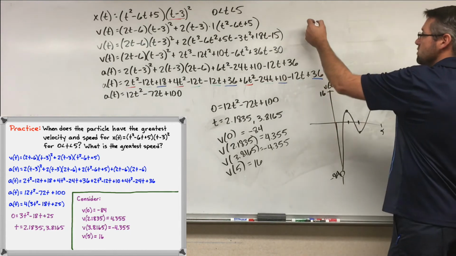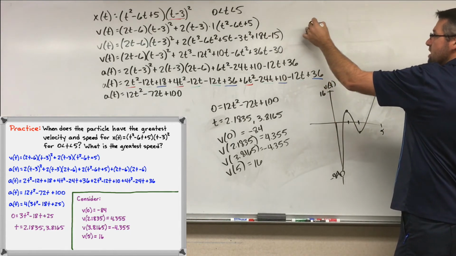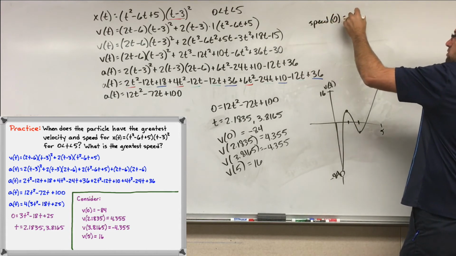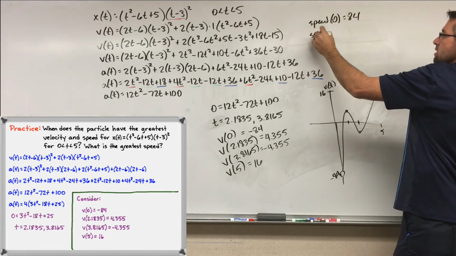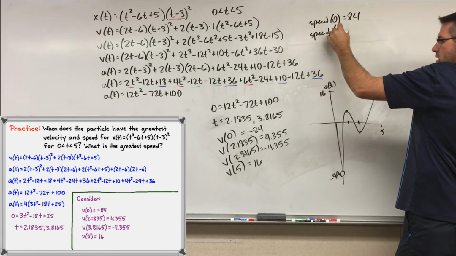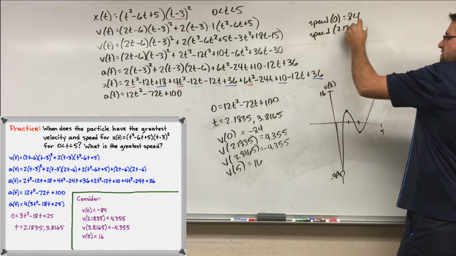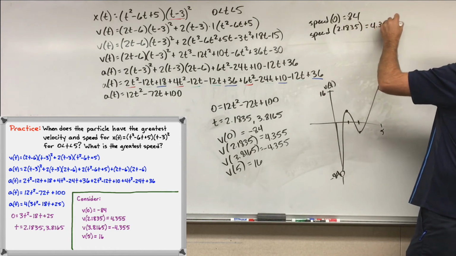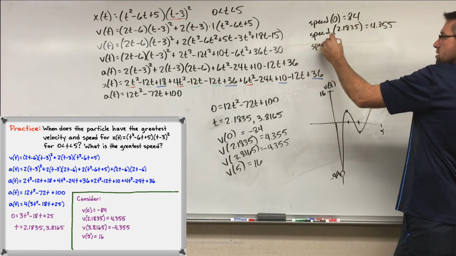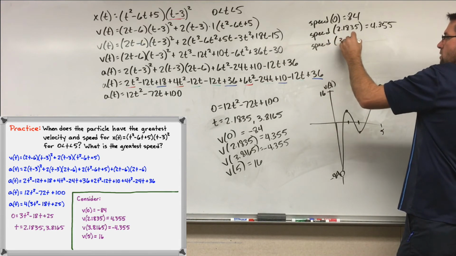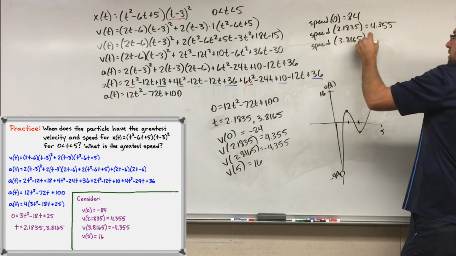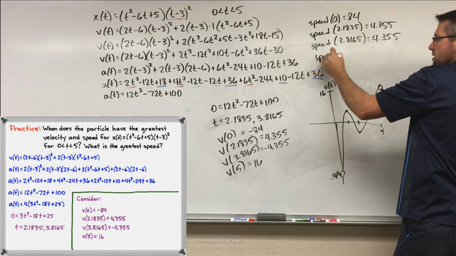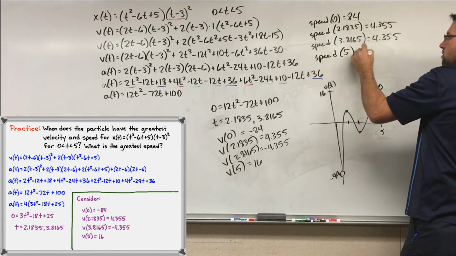The next thing we'd have to do is compare our speeds, but I think speed would be the same result, and it's not always the same result. It would just be that in this case. So the speed at 0 is 84. The speed at 2.1835 is 4.355. The speed at 3.8165 is 4.355 again. And then the speed at 5 would be 16.